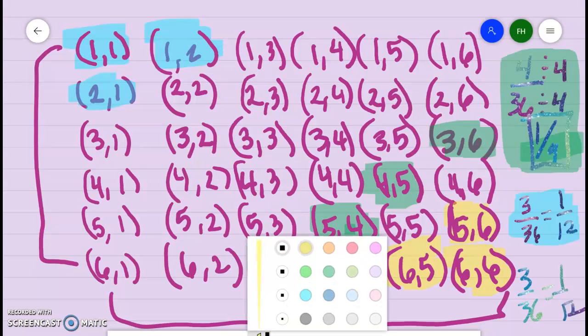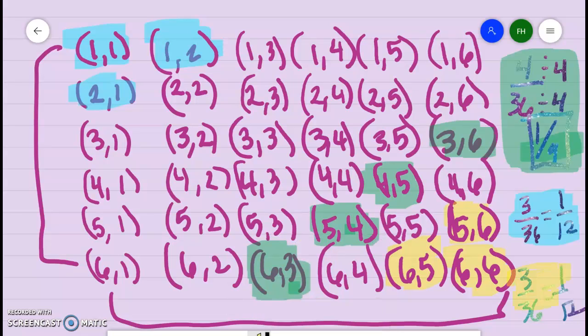So that is how you calculate the probability. First, you have to figure out the total number of outcomes. And that's it.